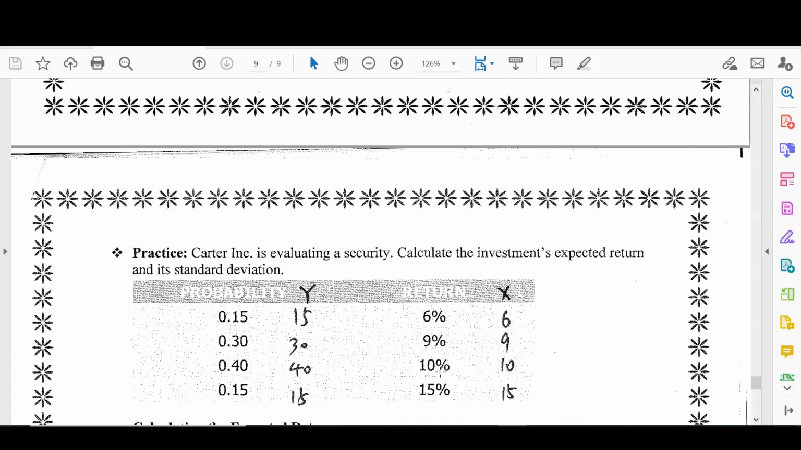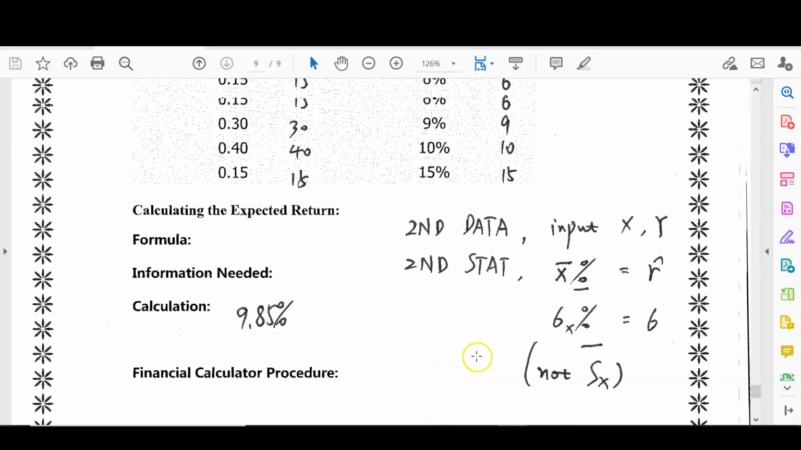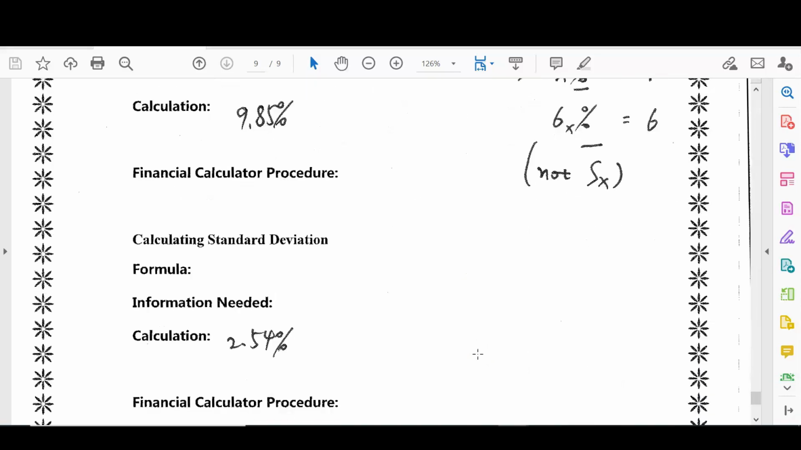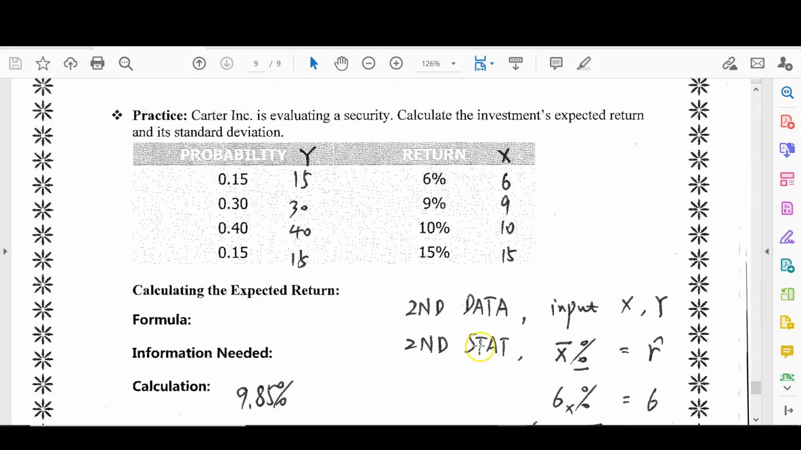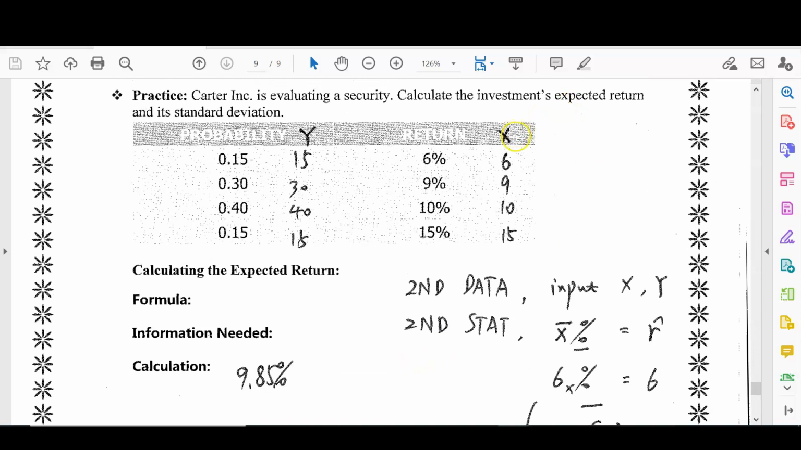Okay, so if you have finished this question, please resume the video and let's discuss the solutions. So here we show the formula way and also the calculator way. I think we especially show the calculator way in this document. So for X, we're going to input all the returns multiplied by 100. So it's going to be 6, 9, 10, 15. For Y, we're going to input the probabilities multiplied by 100. So it's going to be 15, 30, 40, 15.